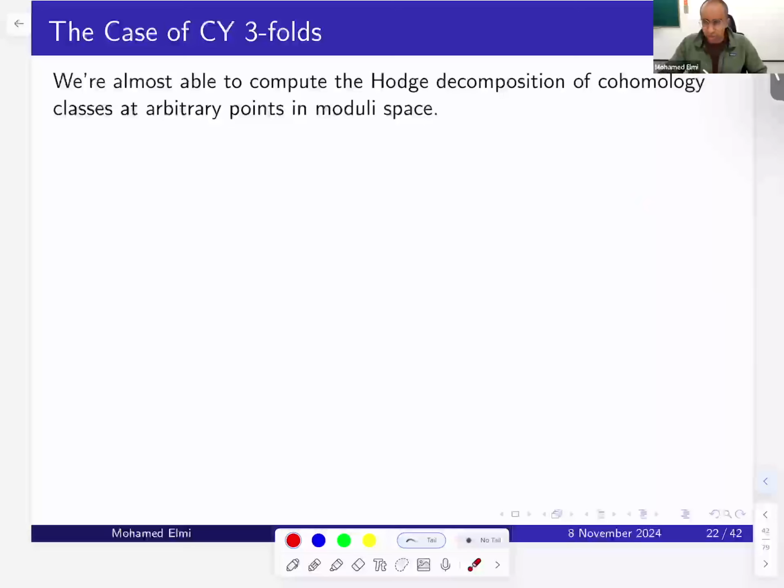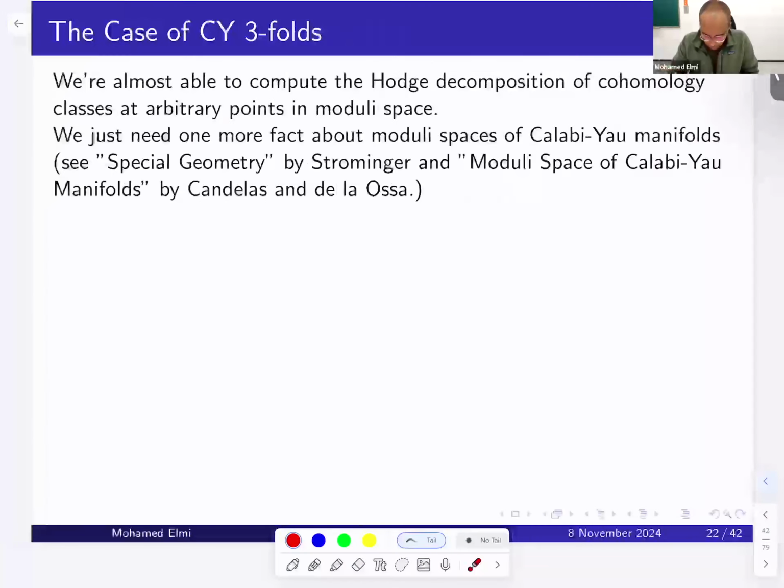Okay, so we're almost there. We're almost able to compute the Hodge decomposition of some cohomology class at an arbitrary point in moduli space. We just need one more trick. This comes from special geometry, which tells you that the moduli space of these Calabi-Yau manifolds has some very nice geometric structure. This is explained in this paper of Strominger. I also really like this paper, Moduli Space of Calabi-Yau Manifolds, which is quite down to earth and explains many of these constructions.